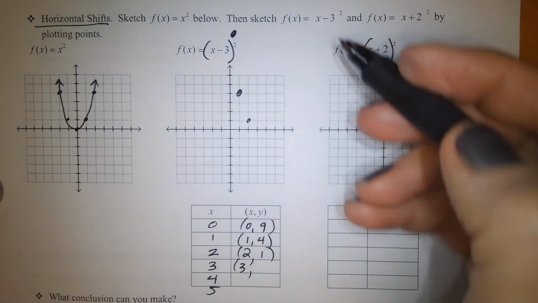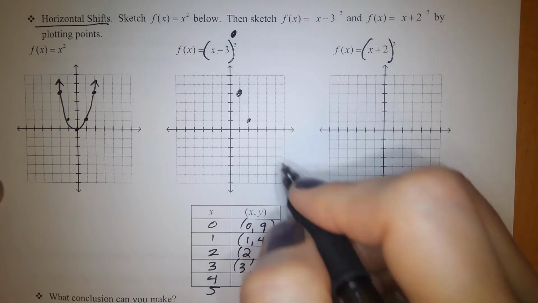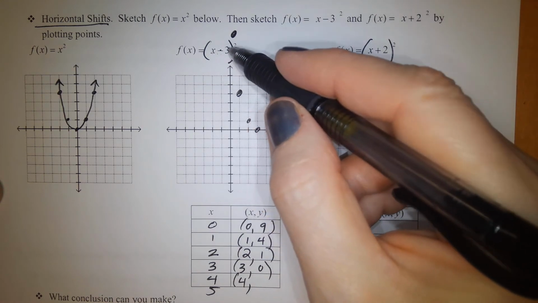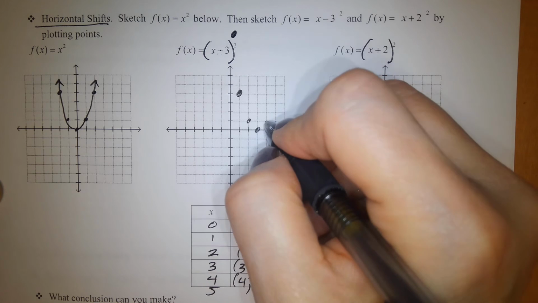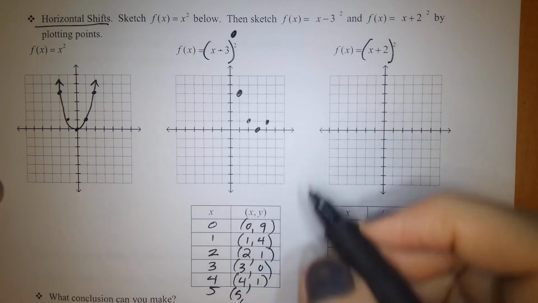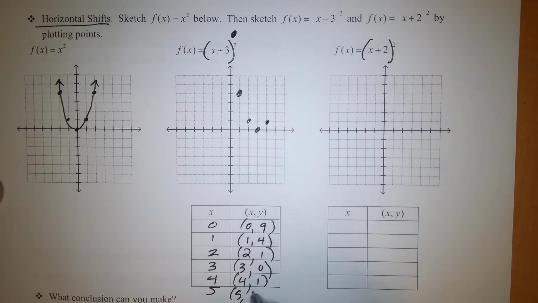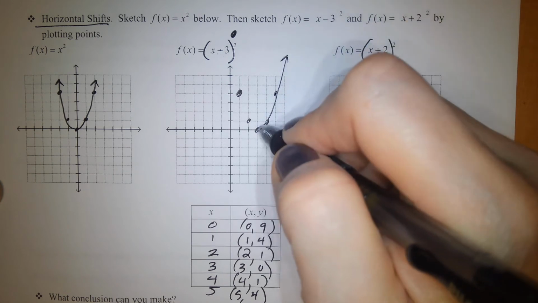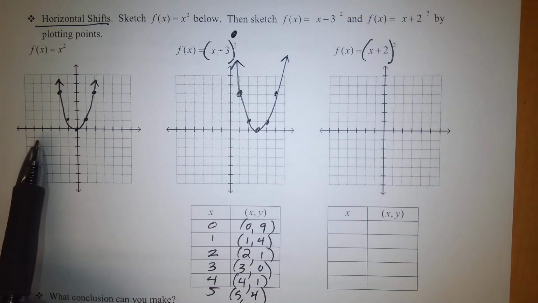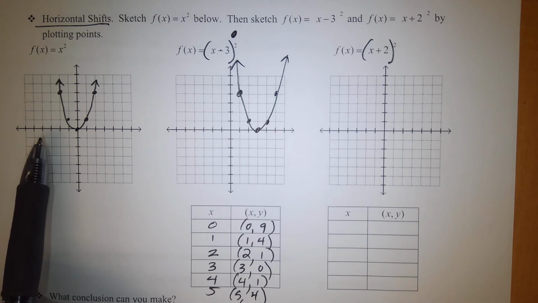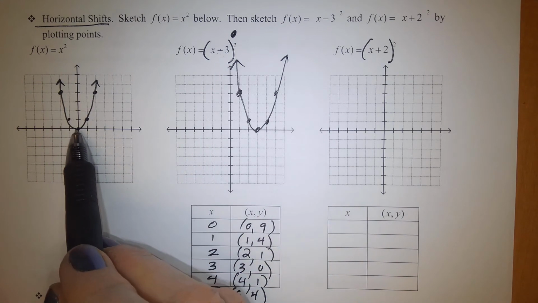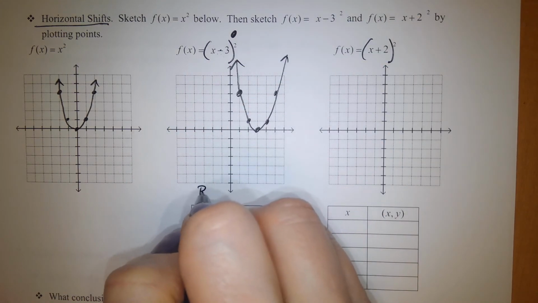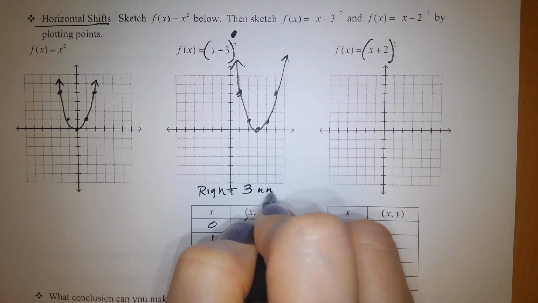If I put in a 3 for x, 3 minus 3 is 0. If I put in a 4 for x, 4 minus 3 is 1, squared is 1. And if I put in a 5 for x, 5 minus 3 is 2, squared is 4. So you can see my parabola looks exactly like it did in the original function over here. It has just been shifted. The origin has been shifted 1, 2, 3 units to the right. So this got shifted right 3 units.